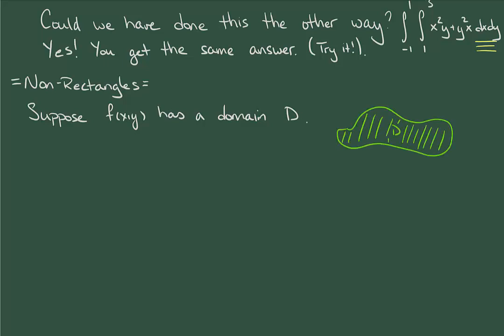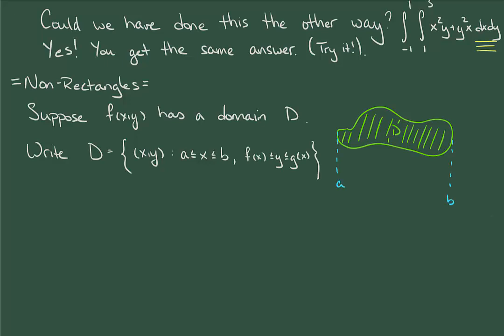Right, there's our weird little blob. Our goal here is to be able to write D in the following way. So we want to be able to say that x goes between a and b, and y goes between two functions f and g. So if I put this onto our figure, here's a and b.